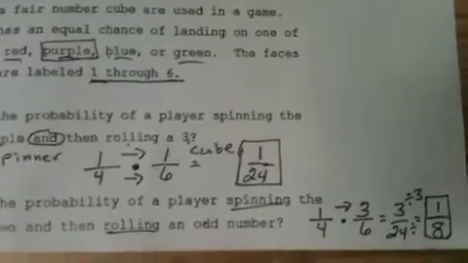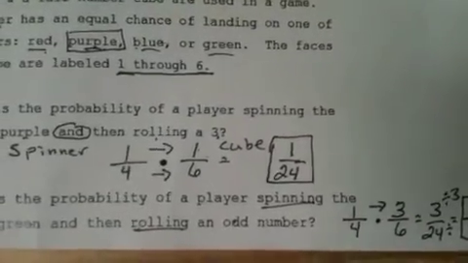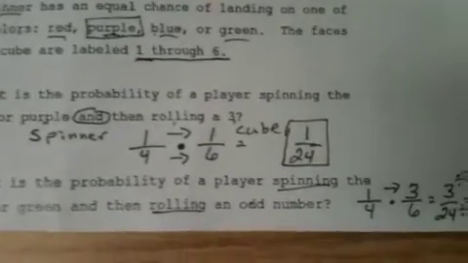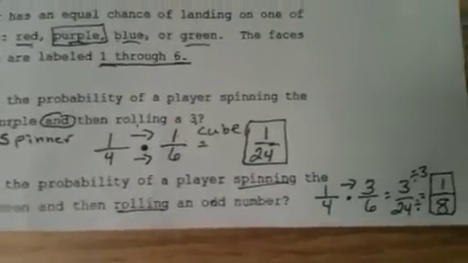All right, and again, make sure you answered the question. Did I get the probability for the color green? Did I get the probability for rolling an odd number? Did I simplify? Those are all the things you need to go back and check when completing your problem.